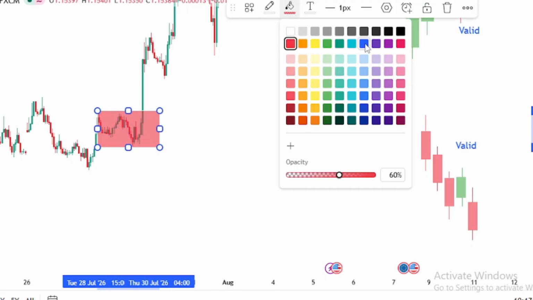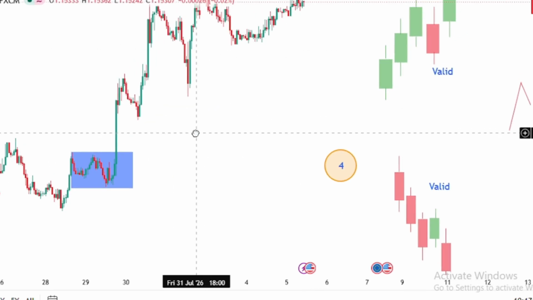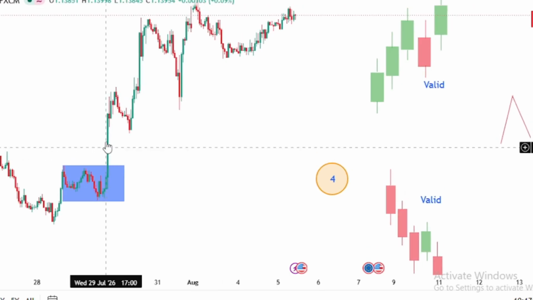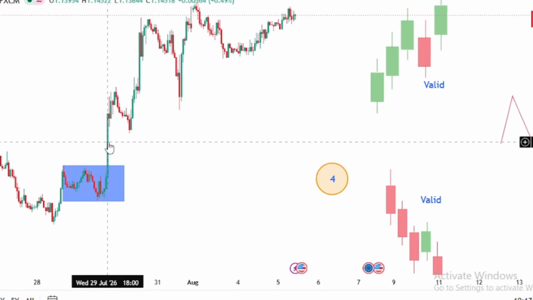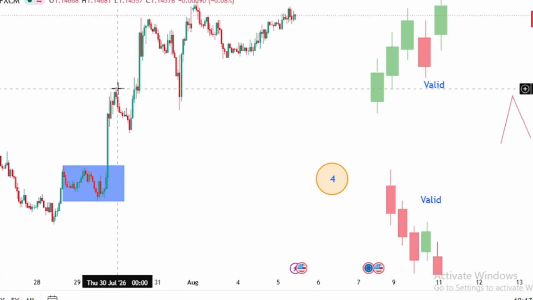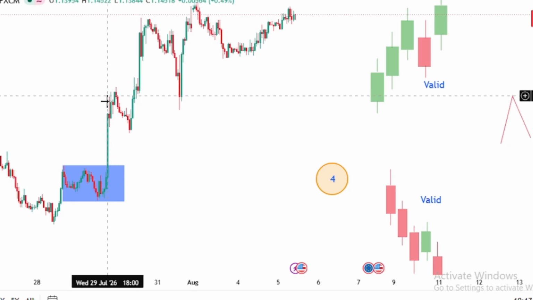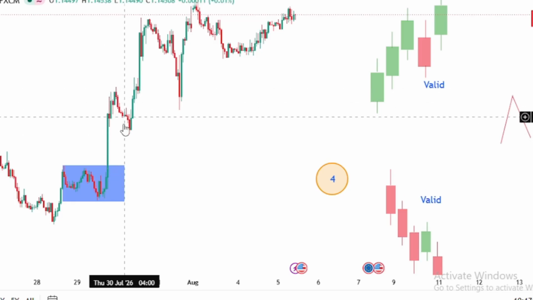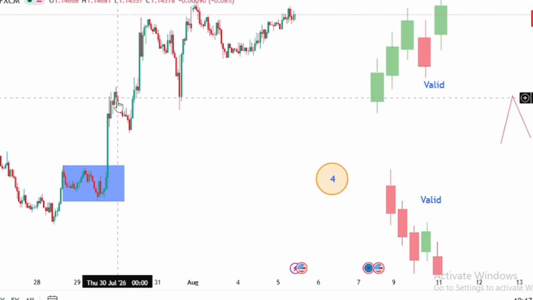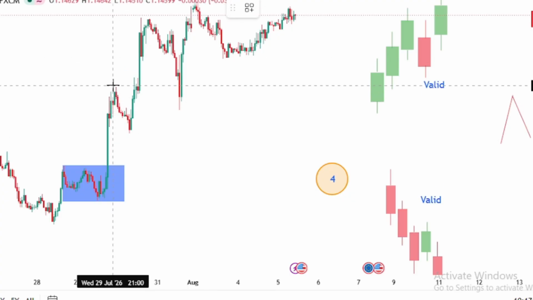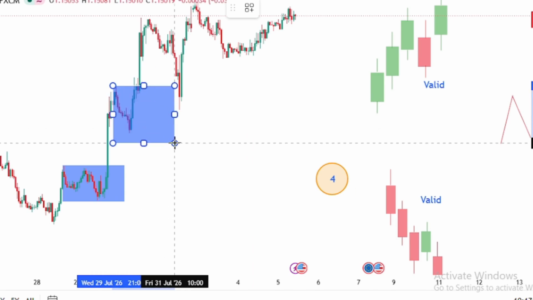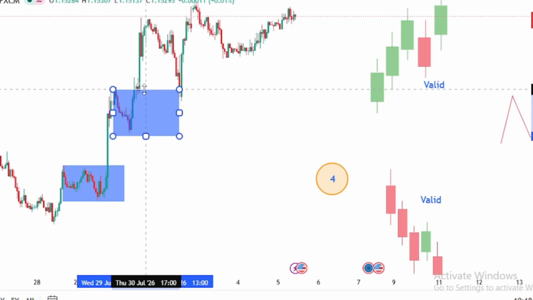Let's change the color to blue. So we are marking all the valid pullbacks and price continued. There's a break of structure. Price continued up. And here is the highest candle. As you can see, this one has not taken any candle low here. Here is where the candle low was taken. Here is a valid pullback. Here is a valid pullback. And the high was taken here.